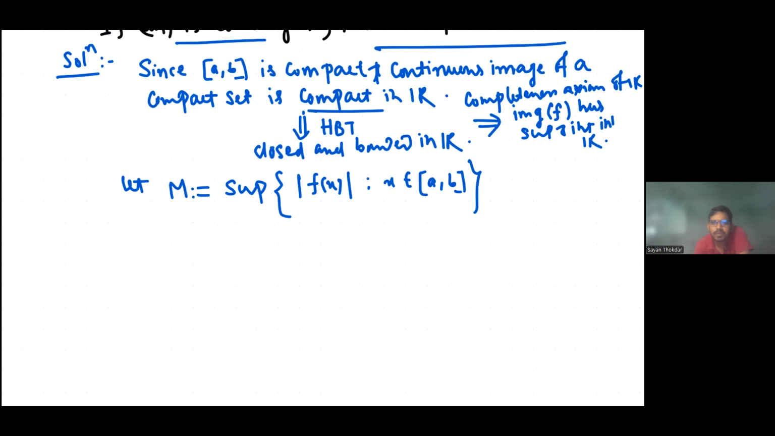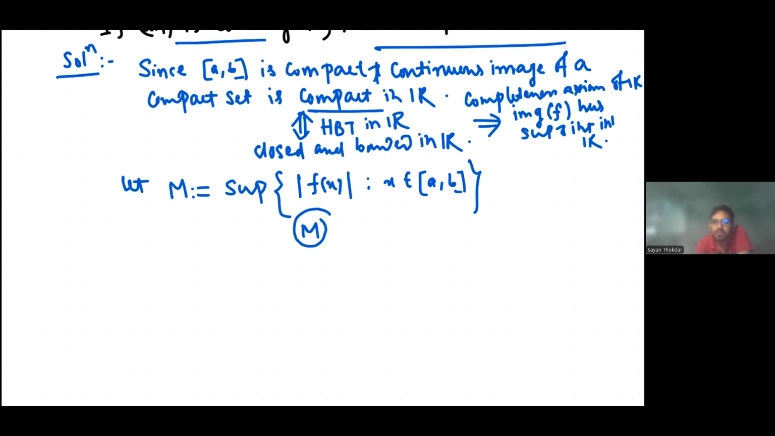Okay, in R, closed and bounded means it is compact, and by the completeness axiom of R, the image of f has a supremum or infimum in R. So by the above discussion, this exists. Now from M, now look at M.